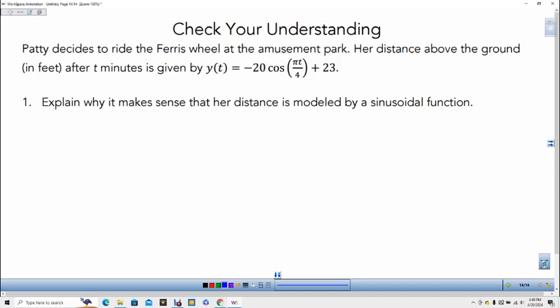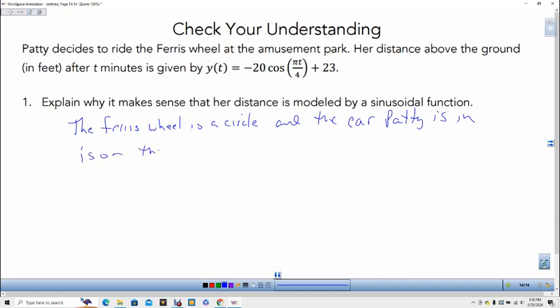Well, the simplest way would be this. The Ferris wheel is a circle, and the car Patty is in is on the outside of the circle, while the circle rotates around its center.